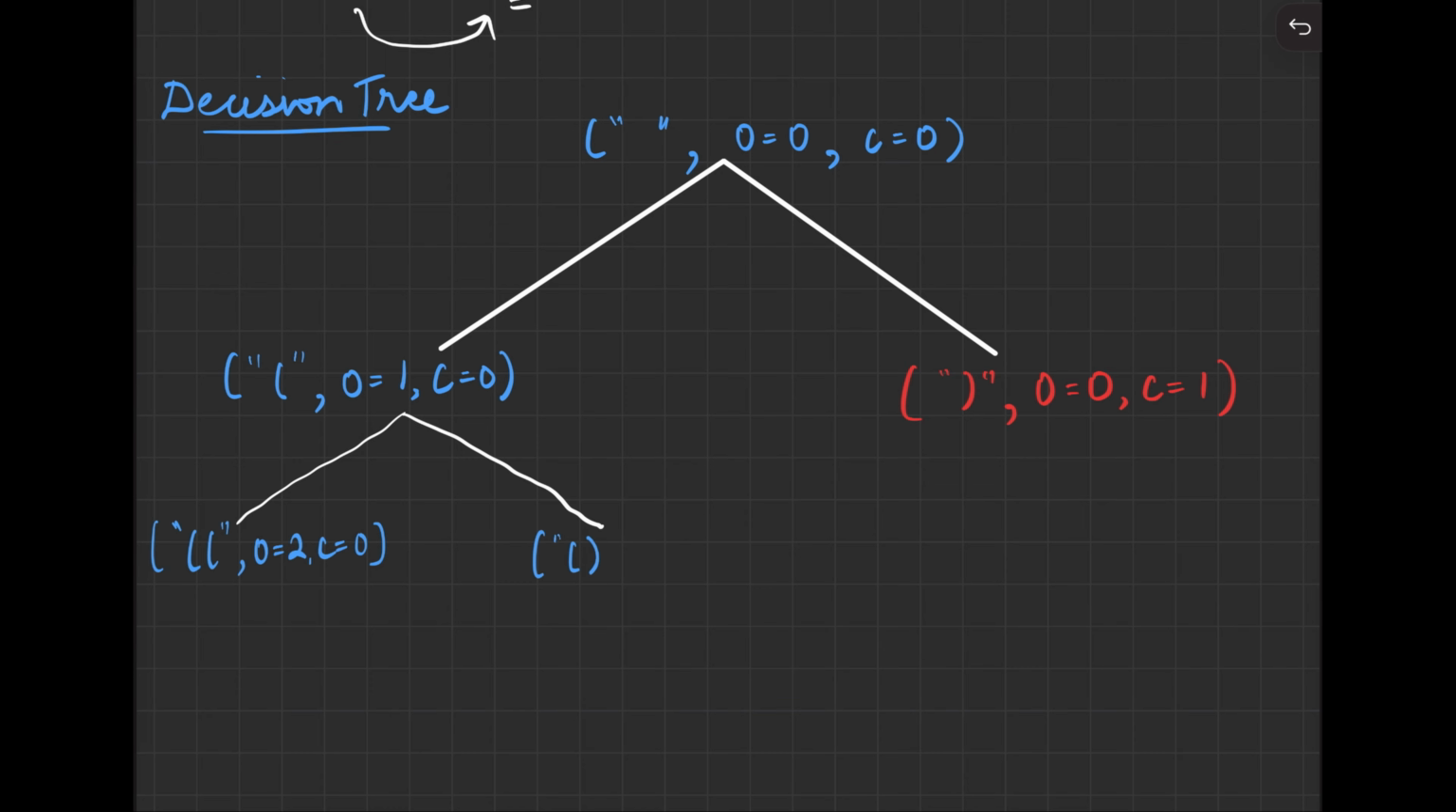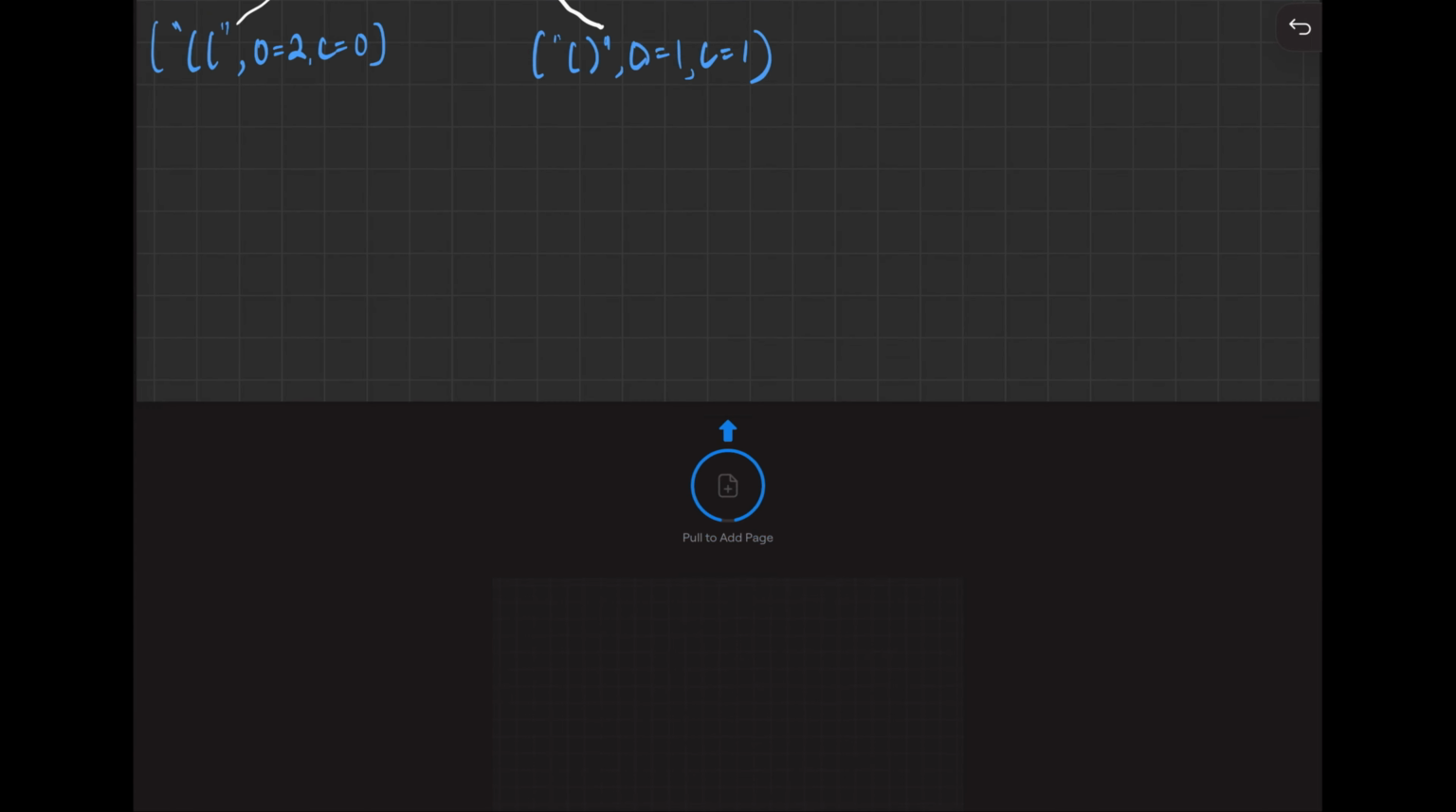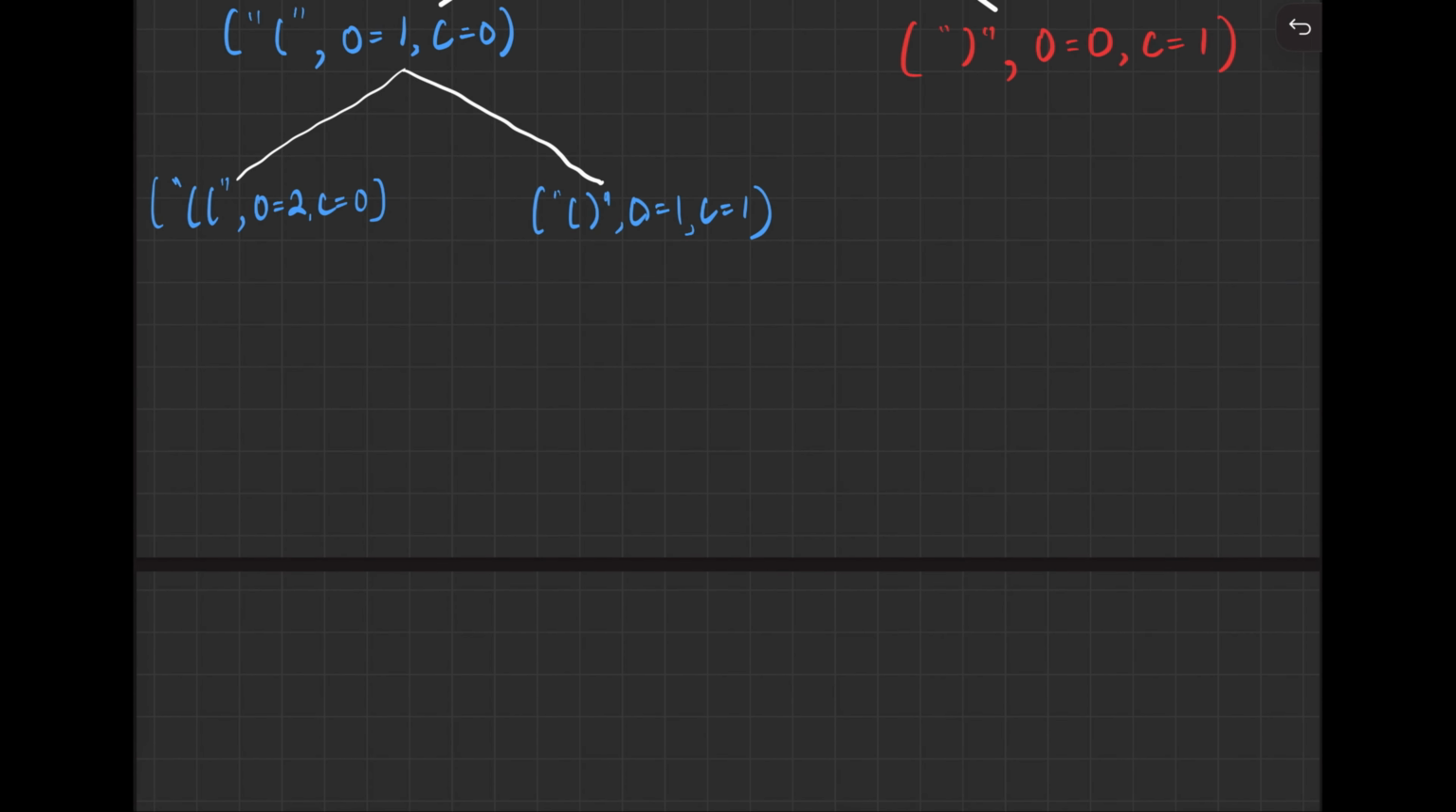Or we add a closed brace, so O will be 1 and C is 1. All good, we are still satisfying all our constraints. Let's keep working on that. Here again, we have a choice of either adding an open brace, where O will become 3 and C will be 0, or we add a closed brace, so open will remain 2 and C will become 1.